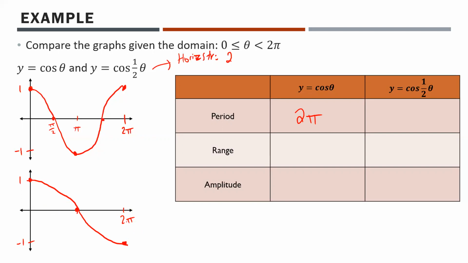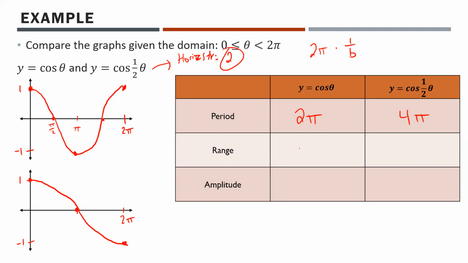Long story short, once again, your period is just going to be 2 pi times whatever your horizontal stretch is. Or in other words, 2 pi times 1/b. And in this case, b was 1/2. So 2 pi times 1 divided by 1/2 is 2 pi times 2. So in this case, it is 4 pi. Now our range, this isn't going to be so interesting.